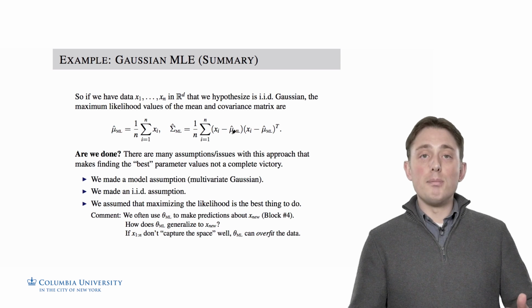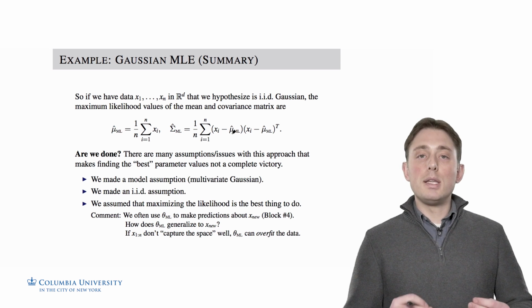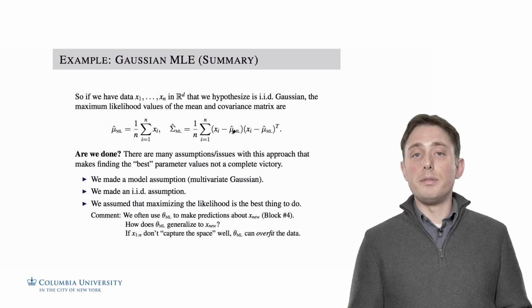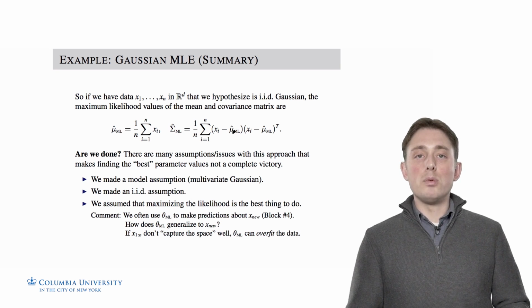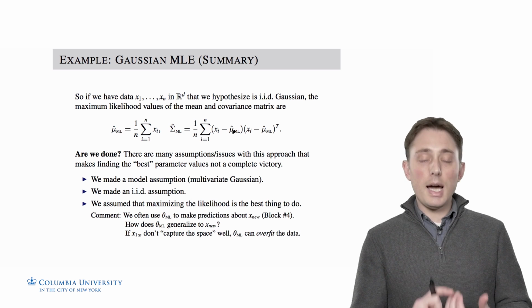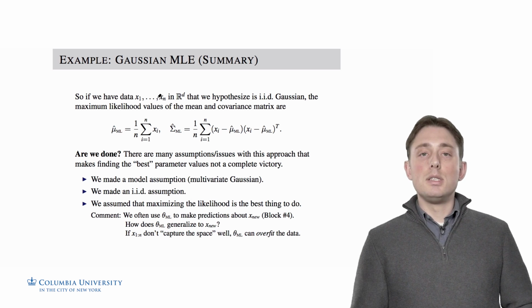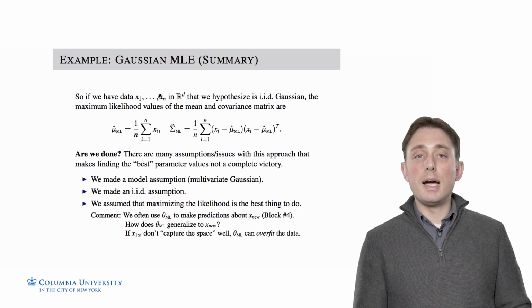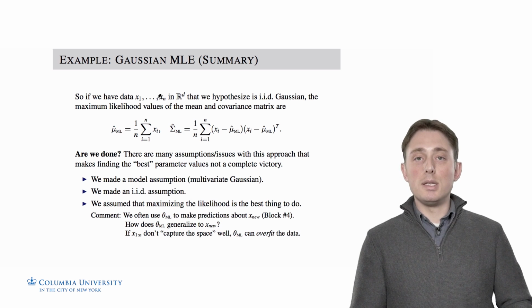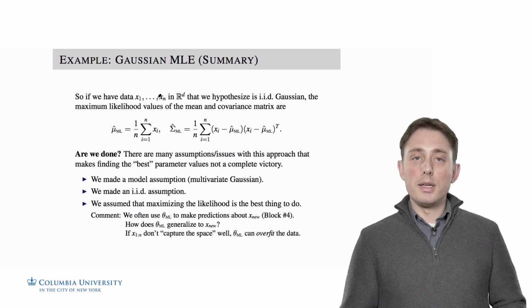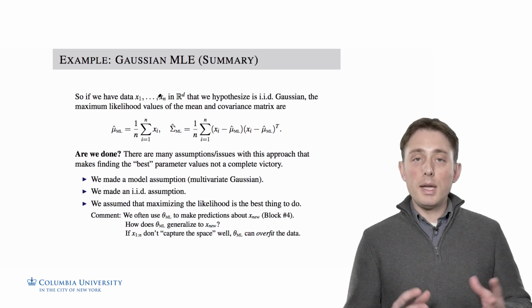So again, we made a model assumption. We assumed that the data was IID, independent and identically distributed as a multivariate Gaussian. This was an assumption that we made that might not be true. For example, we might think that there's sequential information in these vectors, that the ith vector in this sequence depends somehow on the previous vector in that sequence. This model does not make that assumption, because that would violate the IID assumption. So we've made a modeling assumption, block 2. We made an IID assumption.